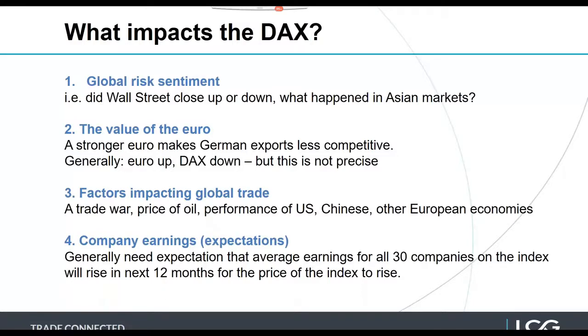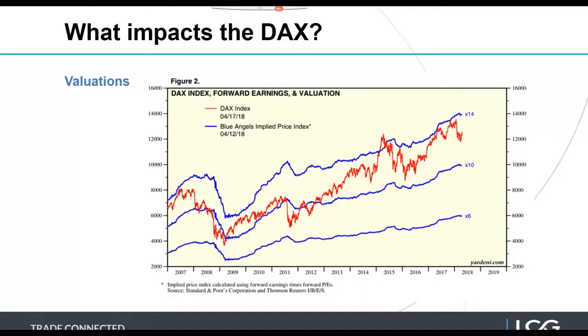Now I've got a good chart to demonstrate that here, pulled off from Standard & Poor's. What this is showing is that red line is the DAX index since 2007, leading into the early parts of 2018 as we currently stand. And these blue lines basically represent forward earnings expectations and valuations. As you can see, all these lines move up in sync together. That's because the general trend of these lines reflects the fact that earnings are expected to rise over the next 12 months.